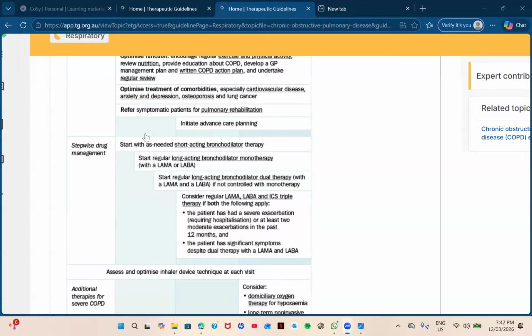First thing first, they have mentioned as-needed SABA, right? Number two, LAMA or LABA monotherapy. Then, if this is not working, start regular long-acting bronchodilator dual therapy with a LAMA and a LABA if not controlled with monotherapy.